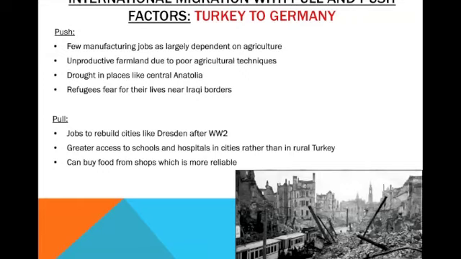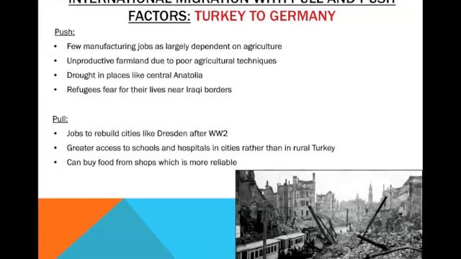Also, in places like Central Anatolia, do remember this word, Anatolia, it's a place-specific reference. Think of it like Antonia, except it's Anatolia. So there may be drought, so really not a lot of water. This will dry out everything. That's not a nice thing, drought. So drought in places like Central Anatolia.